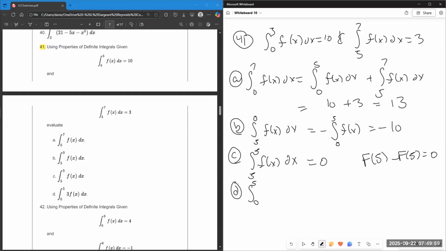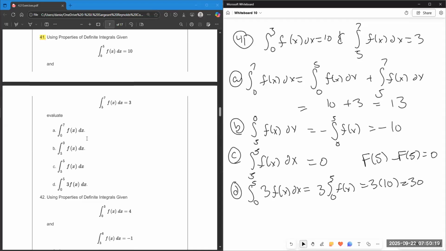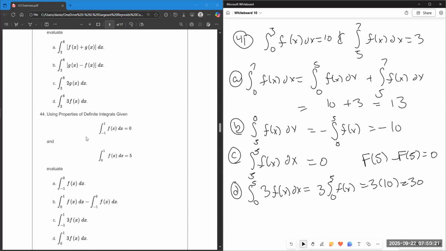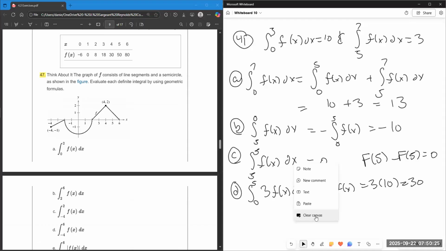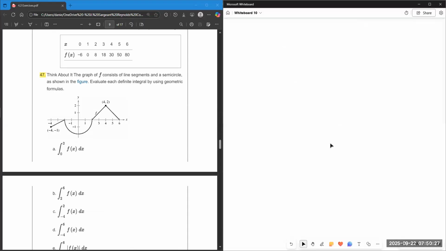0 to 5 of 3 f of x dx is equal to 3 integral 0 to 5 of f of x, which is 3 times 10, is 30. All right, moving right along now to our final problem for this video, which will be 47.